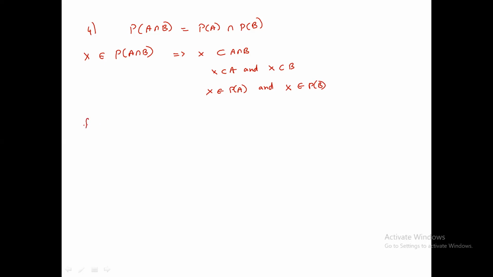So it happens for all sets which belong to the power set of A intersection B. What we get is X belongs to the power set of A and the power set of B. That means these two sets are equal. The power set of A intersection B is equal to the power set of A intersection the power set of B. This is how we can prove it.